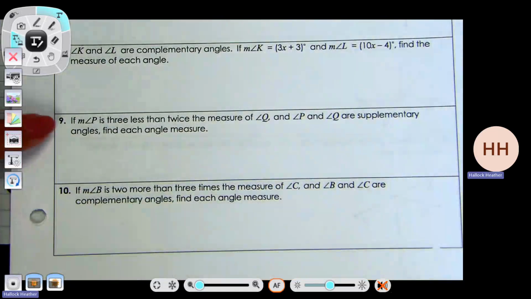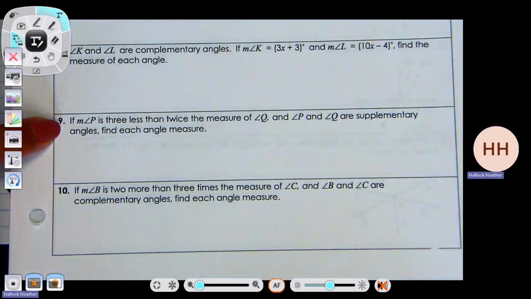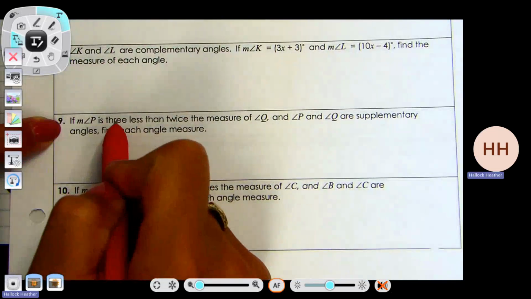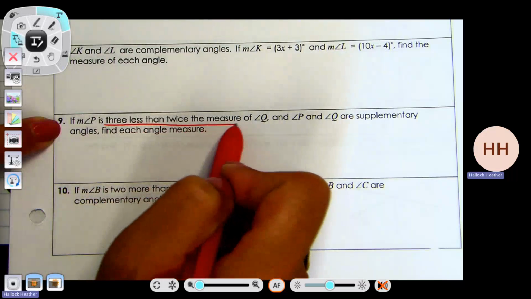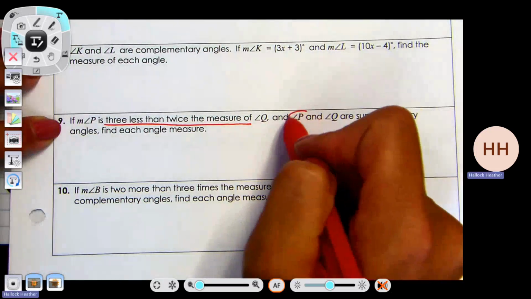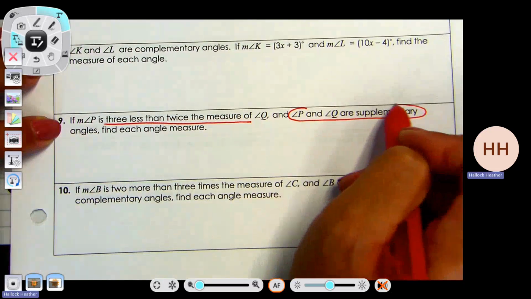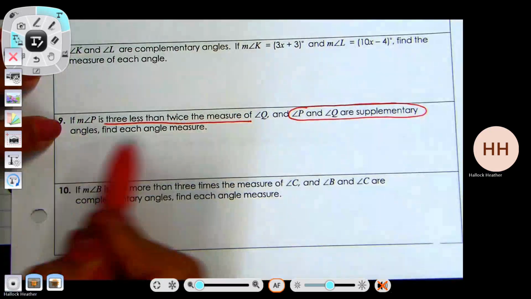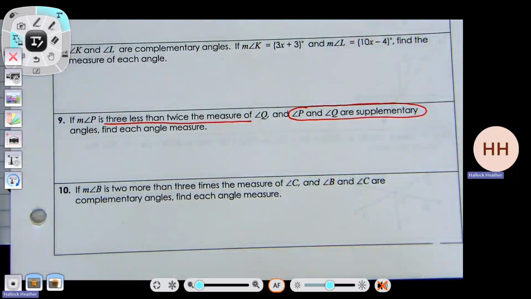it says if the measure of angle P is 3 less than twice the measure of angle Q. It also says P and Q are supplementary. Find each angle measure. So when in doubt, we're going to draw it out. So what does supplementary mean?